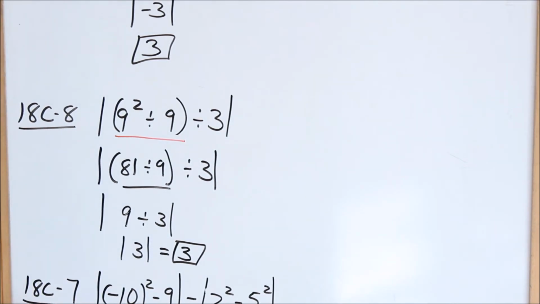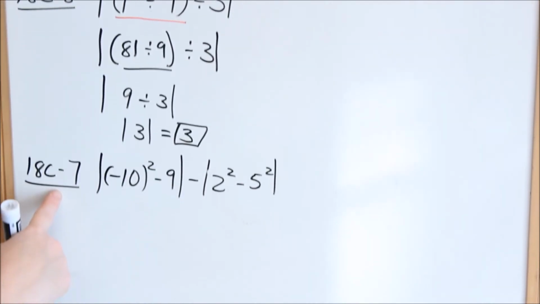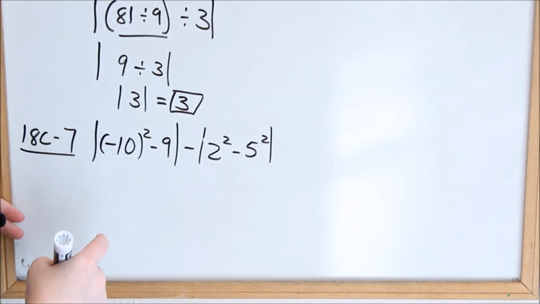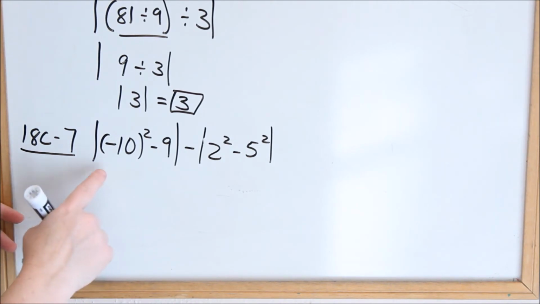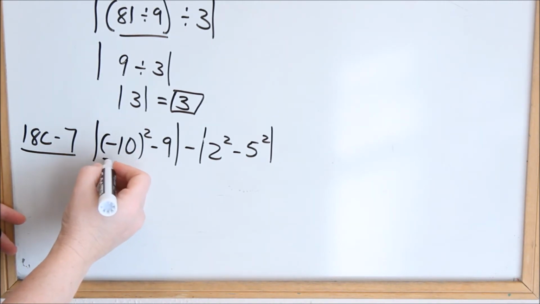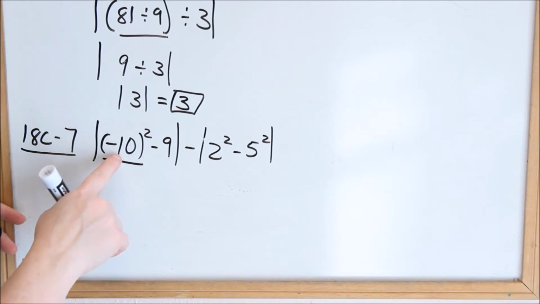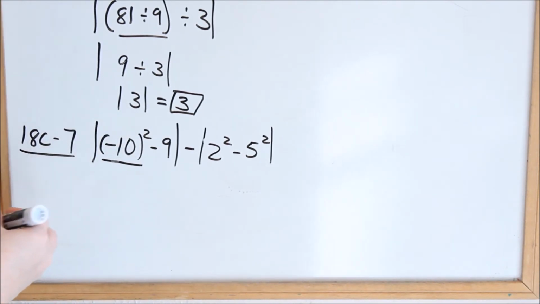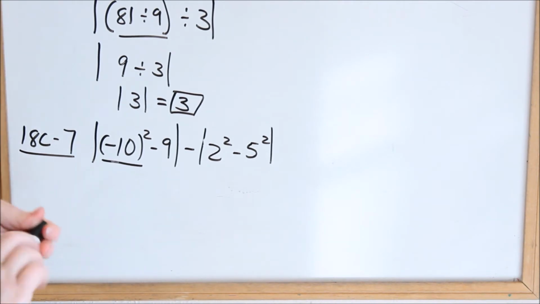Go to 18C7. You just do these one step at a time, okay? So PEMDAS says do parentheses, absolute value bars first. So I need to do everything that's inside here, okay? Now looking inside there, I need to do this first because this is parentheses and exponents. Be careful. You have negative 10 in parentheses squared. Is that going to be a positive number or negative number?